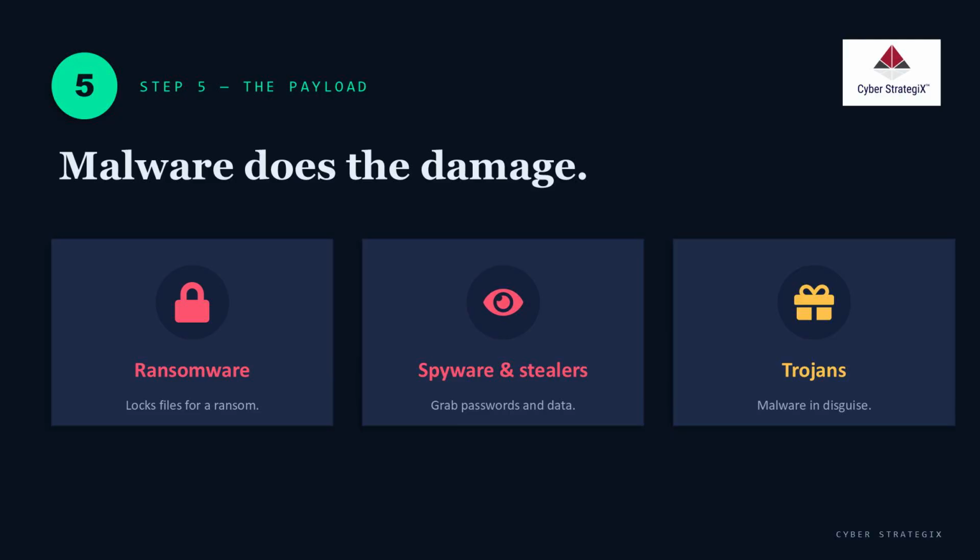Once they're in, attackers deliver a payload: malware, short for malicious software. Ransomware locks up your files and demands payment. Spyware and info stealers quietly harvest your passwords, cookies, and data. And Trojans are malware disguised as something useful to get you to install it. Different tools, same aim: to steal, control, or extort. We'll cover the full malware zoo in a later module.